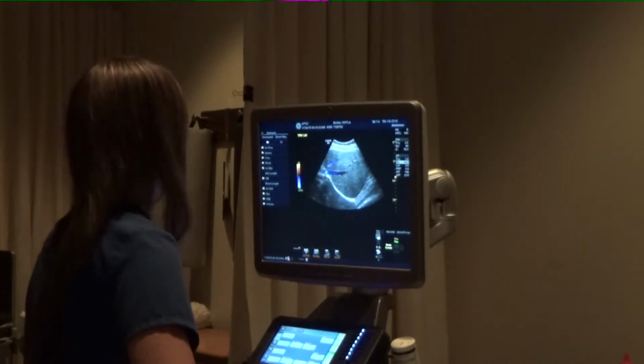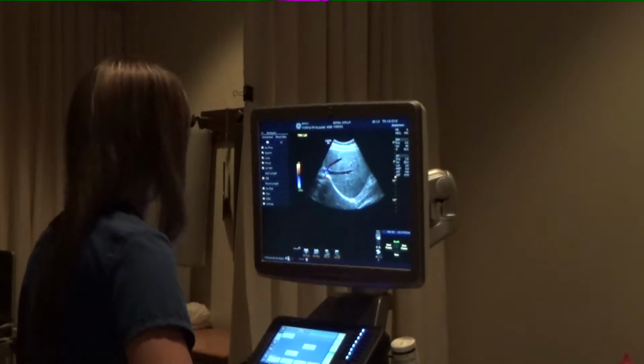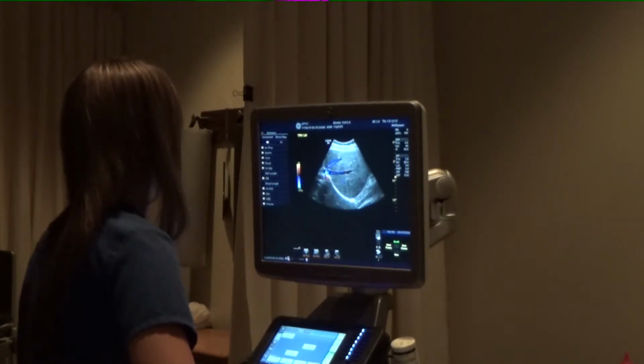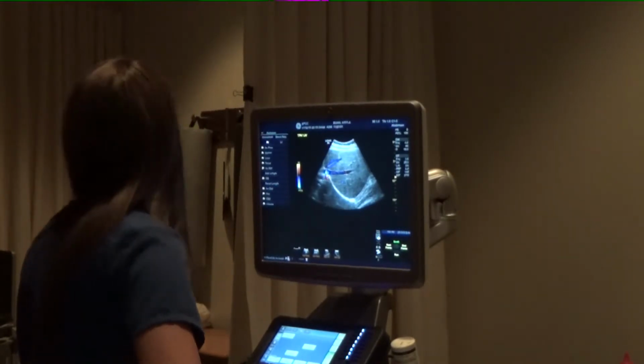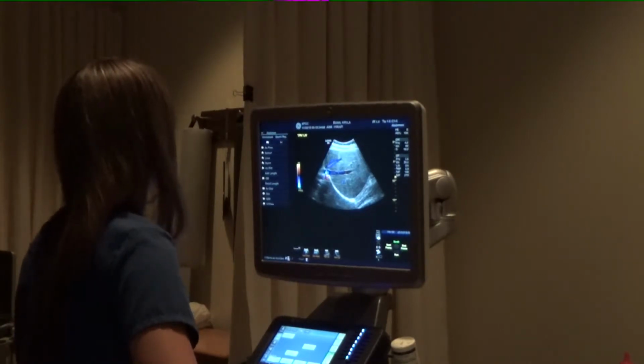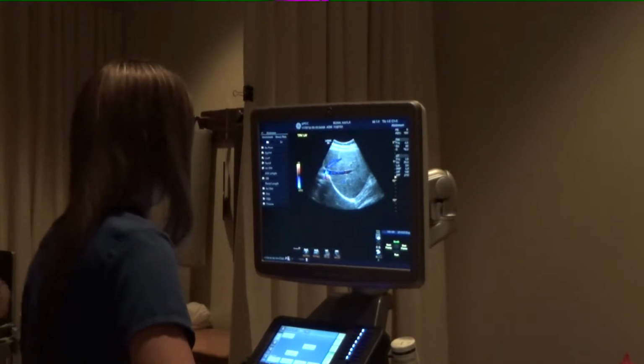Okay, so what direction is that flowing in without putting on even Doppler? Without putting in Doppler, it's flowing away from the transducer and away from the liver. Okay, so towards what? The IVC. Okay.